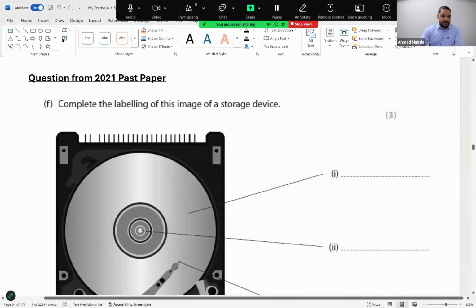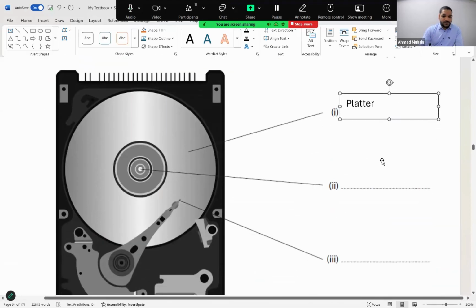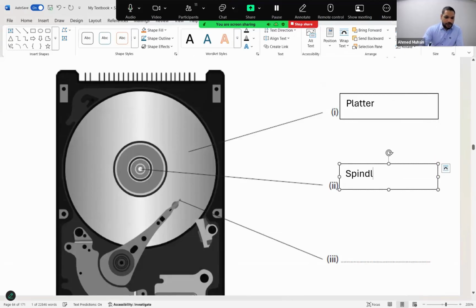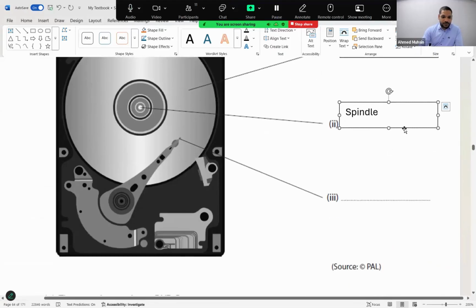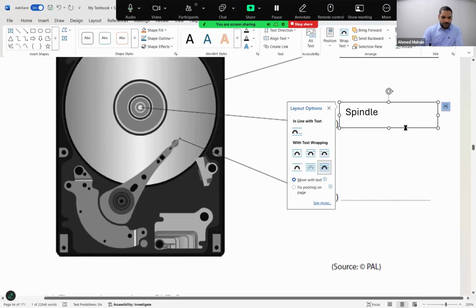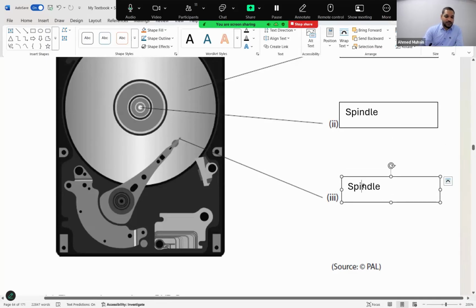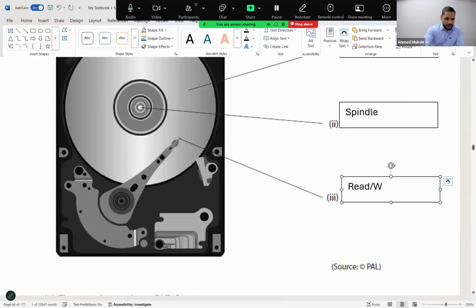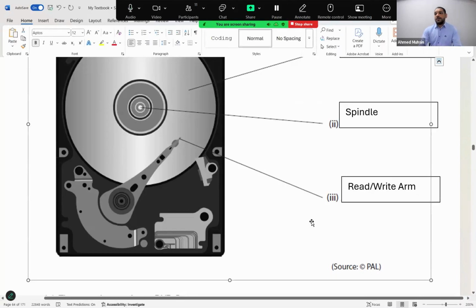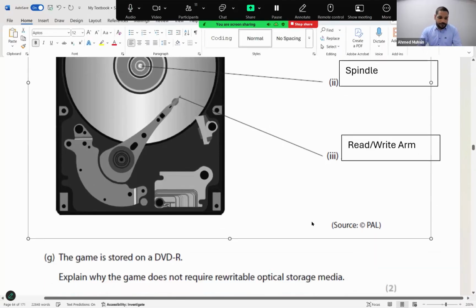Okay. Very nice. The first one is platter. Okay. Boys, platter. Then you have your spindle. You have your spindle over here. And then finally, what do you have? Your read-write arm. Okay, excellent, boys, girls. Or you can even put what textbooks call it, actuator. Okay. Everyone writing with me?